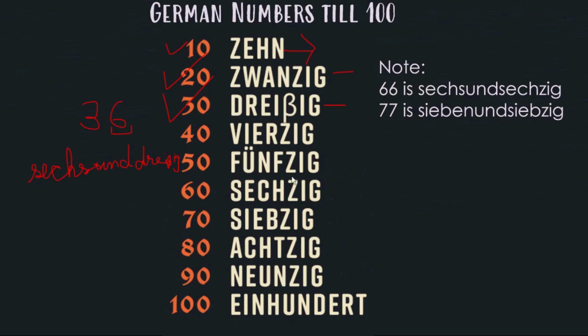30, okay, see, 30 is an exception. As you can see, others are ending with -zig. 30 is an exception. Now see, it will be 40, vier and zig, vierzig. Okay. Now see, it will not be sexzig over here, not with an S, that is wrong. It will be sechzig, and it will not be siebenzig, that is also wrong. It will be siebzig, achtzig, neunzig, hundert, or you can also say einhundert, that is also correct.